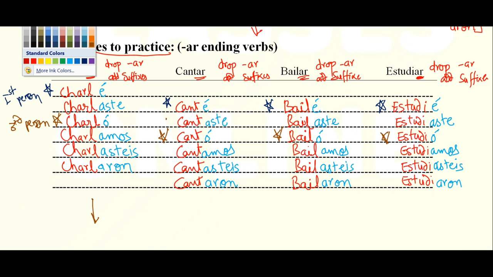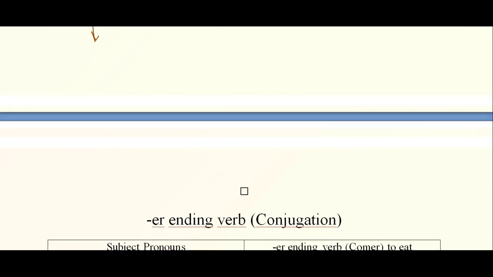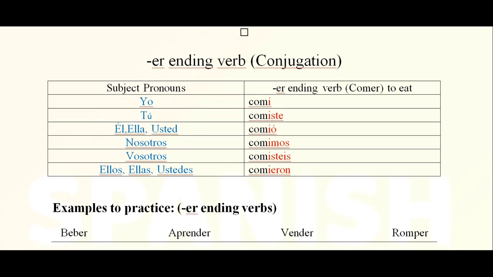Let's move to ER ending verbs. ER ending verbs have a different pattern of conjugations, but dropping and adding suffixes remains the same, only the suffixes change. Already we have known subject pronouns. Yo, tú, él, ella, usted singular. Nosotros, vosotros, ellos, ellas, ustedes plural. For subject pronouns, I've already said you can check session number 5. Everything is explained in detail there, and the link you can find in the description box.